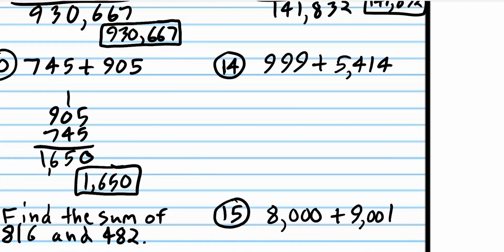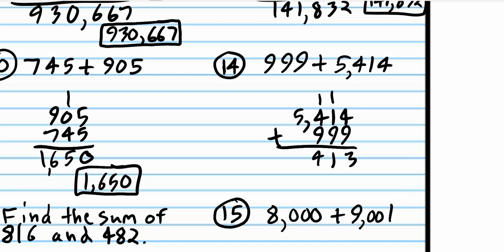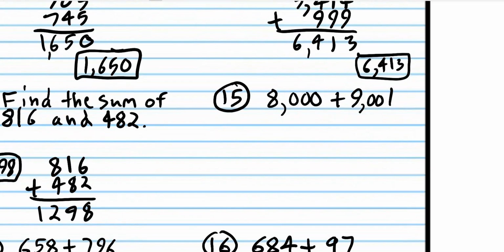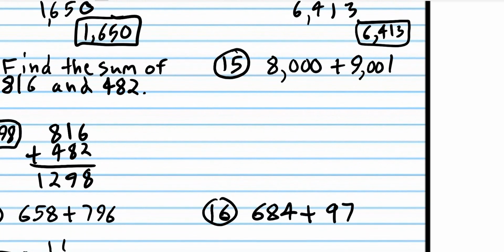Now you try 14, pause the video, and when you're done, we'll do it together. All right, we're back. 999 plus, oh wait, I should write the big number on top. Again, that's not really necessary, but just traditional. All right, 9 plus 4 is 13. 11, 14, 6. 6,413.